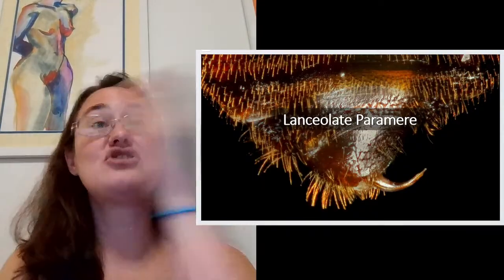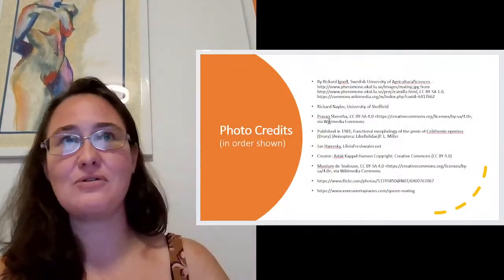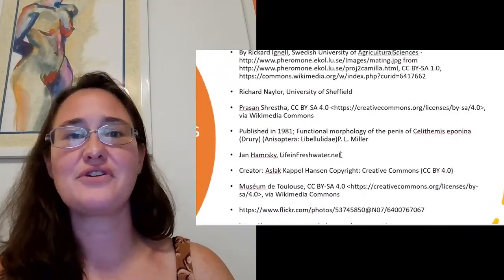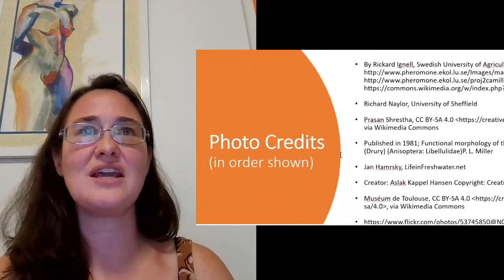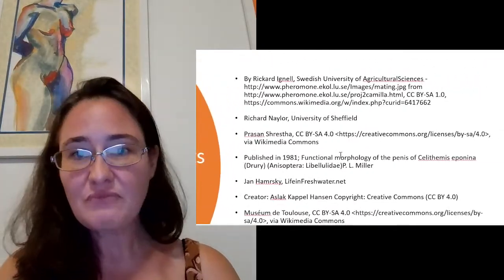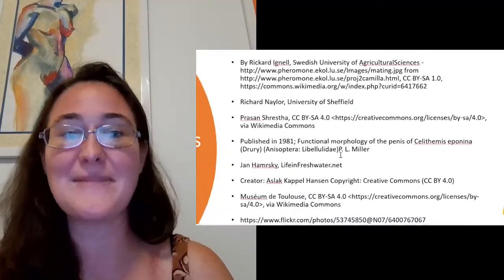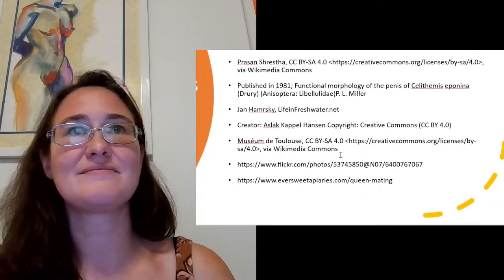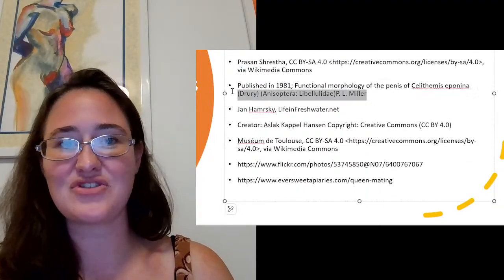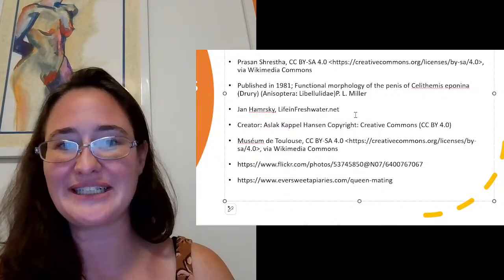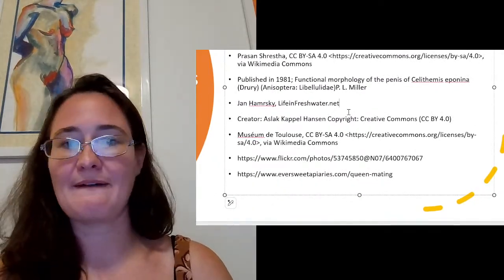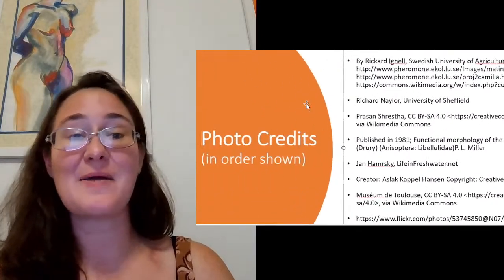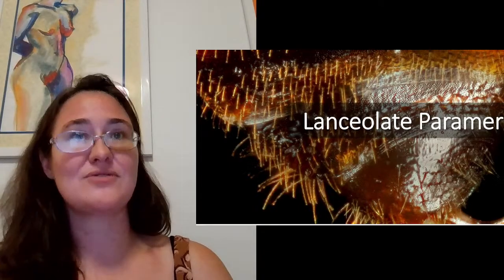All right. Just so that you can see them, I'm going to zoom in on these. These are photo credits of pictures that I've used in the order I showed them here. So Swedish University of Agriculture for the bees. And then there we go, down the list. This is the dragonfly libellulid. All right. So those are photo credits for the pictures that you saw today.